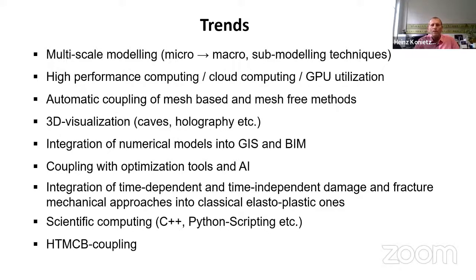We see an automatic coupling between mesh-based methods and mesh-free methods. 3D visualization is going on. And very important is the integration of numerical models into geographical information systems, and especially nowadays also in the building information modeling technology. We see also a coupling with optimization tools and artificial intelligence, and I will speak soon a little bit closer about this topic.